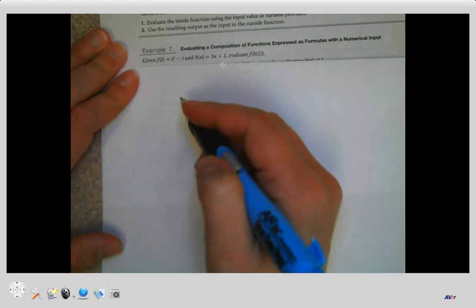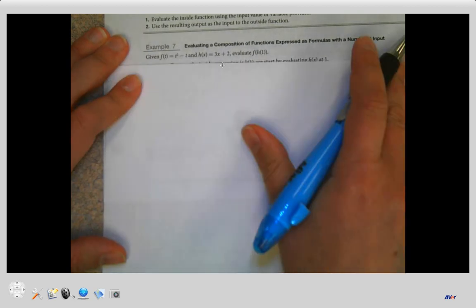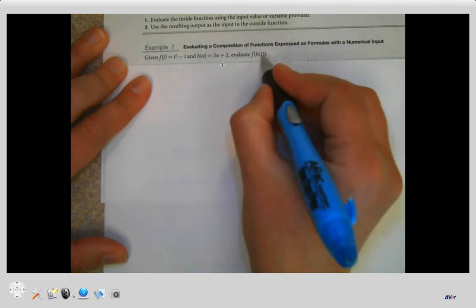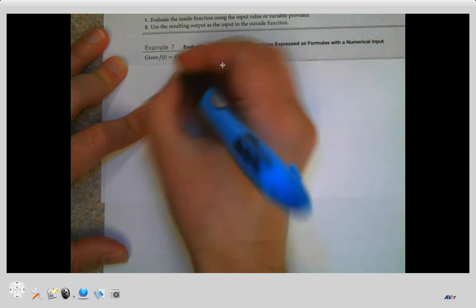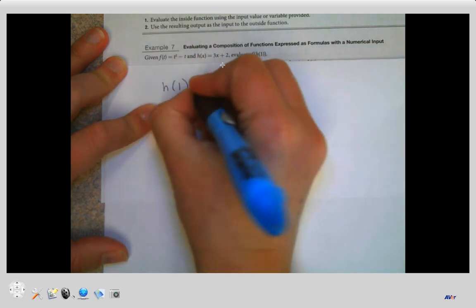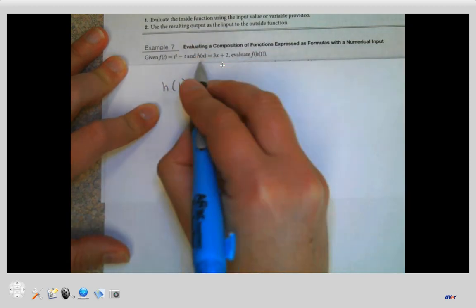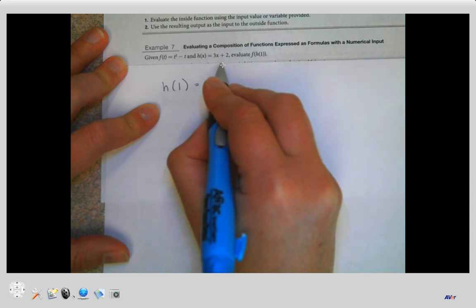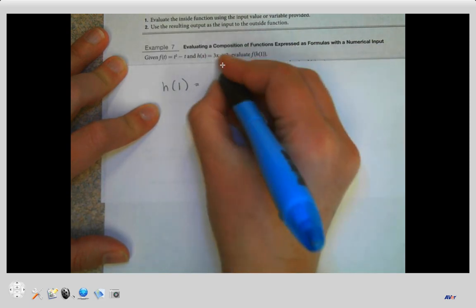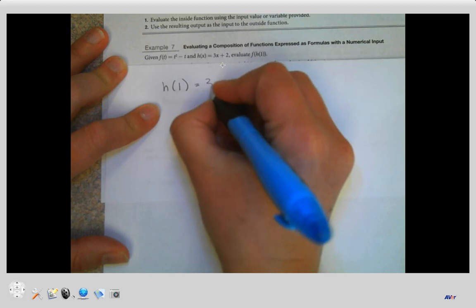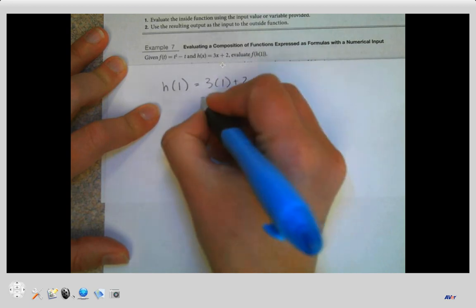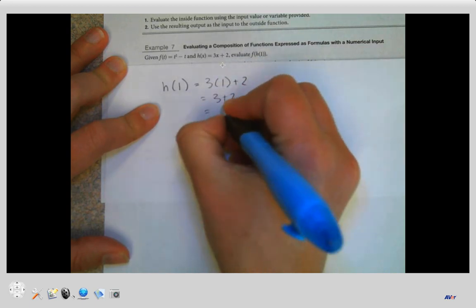Just like we did with tables and graphs, we're going to evaluate the internal function first. So first we want to find h of 1. We go to the equation for h of x. Everywhere there's an x, we're going to put a 1, so we'll have 3 times 1 minus 2. So we get 3 minus 2, which is 1.